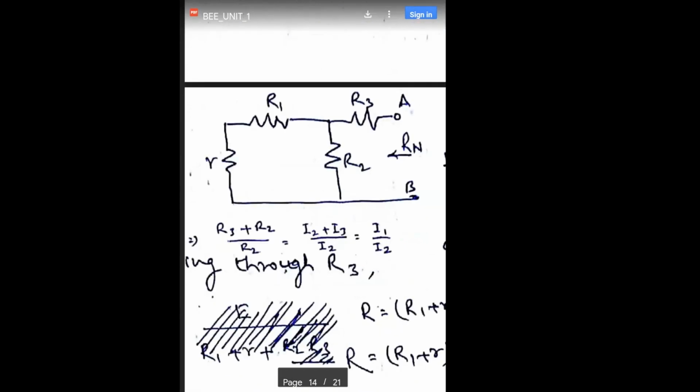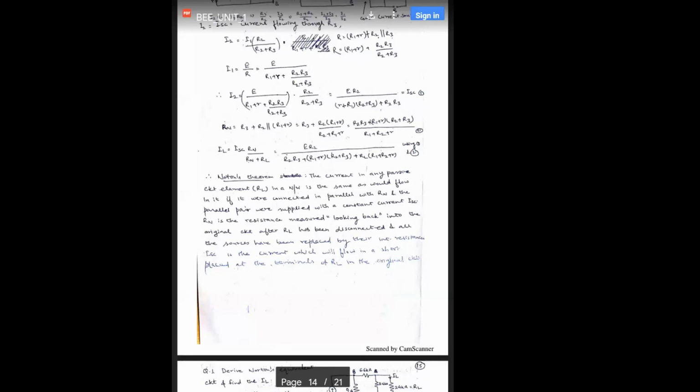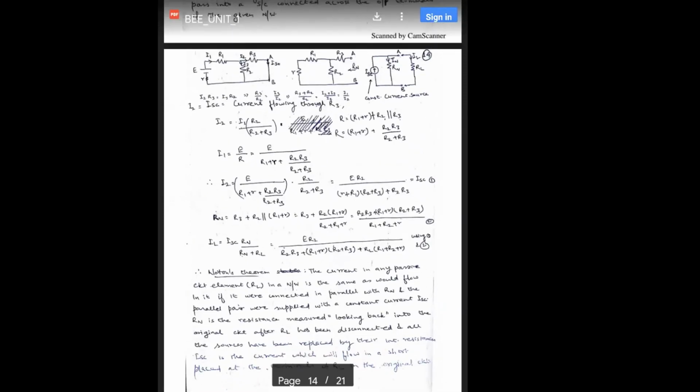Now we will focus on the other thing. So I was telling you that what more we can do, we can use these brackets so that things are more clear to you. So here R2 in parallel combination with R1 plus R is derived here, then it is added with the R3 to get the effective Norton resistance. Okay, so now let us focus on the other things.